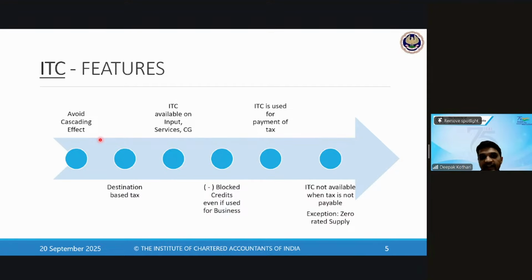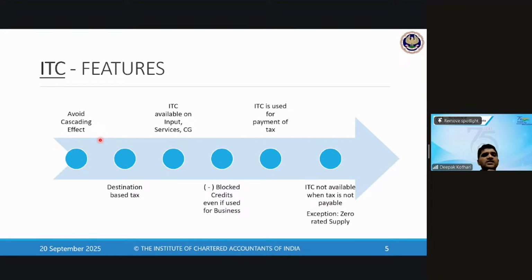It avoids the cascading effect. Like how we had seen under Cenvat and VAT, there was tax on tax. After Cenvat, you also had to pay VAT. That effect is gone. So under GST ITC, there is no cascading of taxes. Tax के ऊपर tax नहीं है. जो भी tax pay करोगे आप उसका credit claim कर सकते हो. Second, ITC is a destination based tax. So ITC will go to the destination, as and when the goods are moved from one hand to another hand, the ITC also goes along with it.